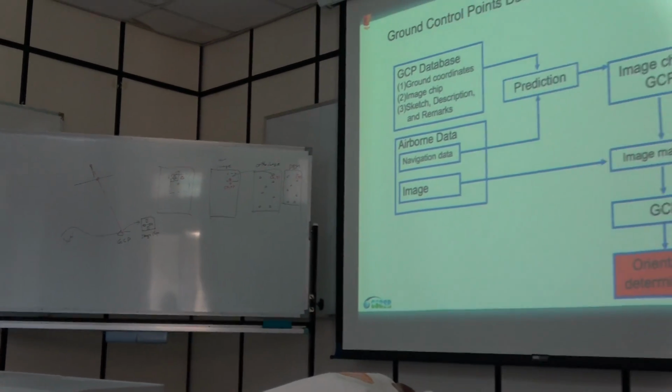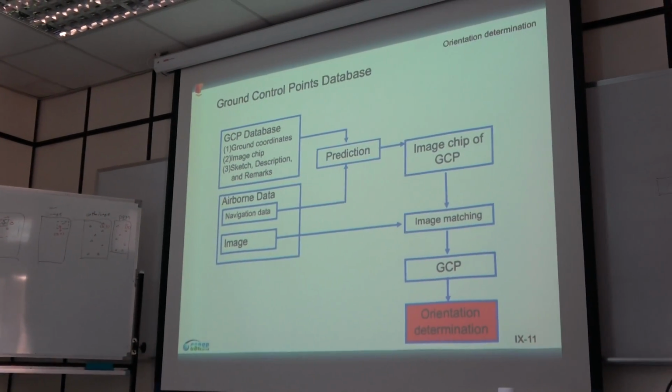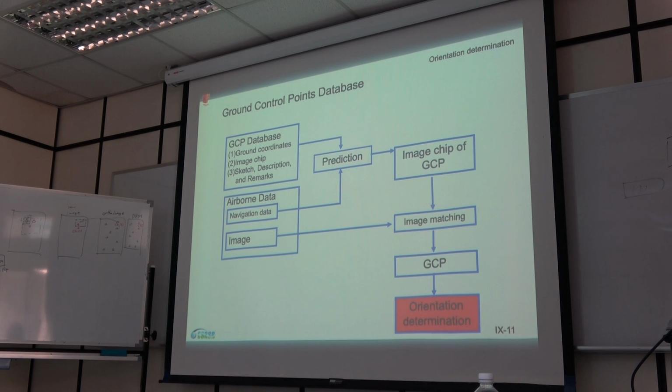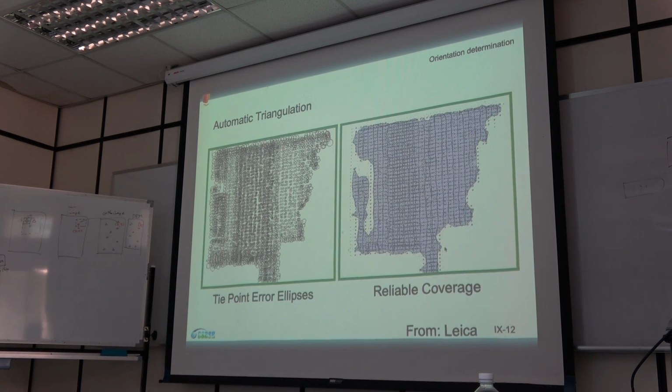All right. Any question? If not, then let's move on. So here is automatic triangulation. You can perform the image matching, and then you can have lots of matched points. And in this case, you can directly perform the registration. And yeah, that's the case.